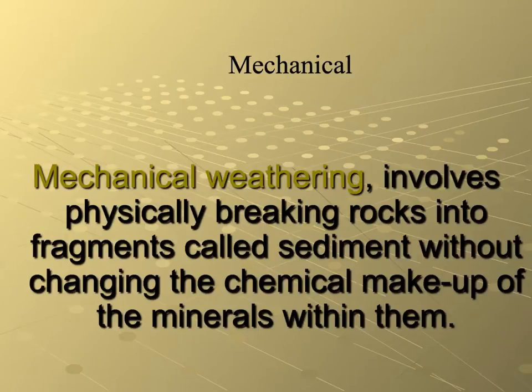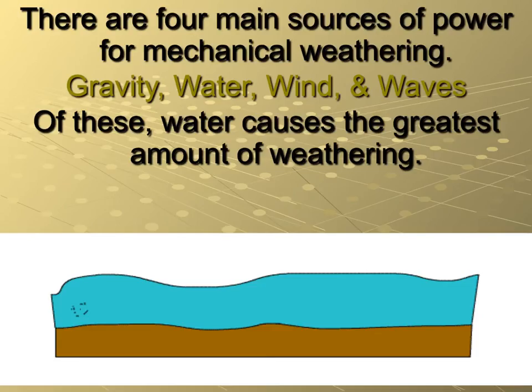Mechanical weathering. Now this is the fun stuff. Mechanical weathering involves physically breaking rocks into fragments called sediment without changing the chemical makeup of the minerals within them. Basically, big rocks get broken up into smaller pieces called sediment. Mechanical is physical. You actually have to move or smash or crush or do something to make it smaller. Mechanical makes it smaller.